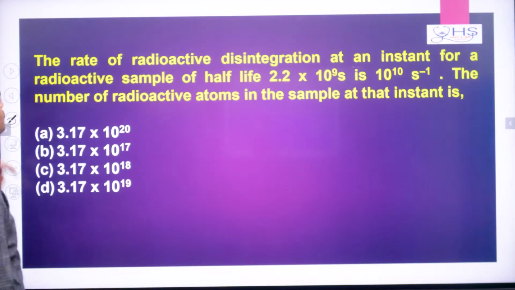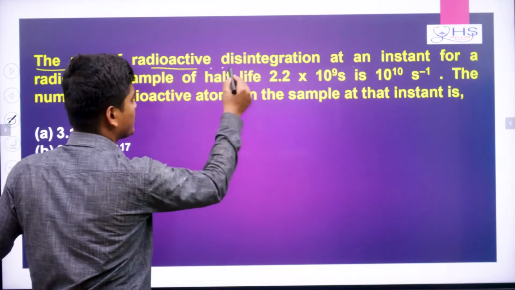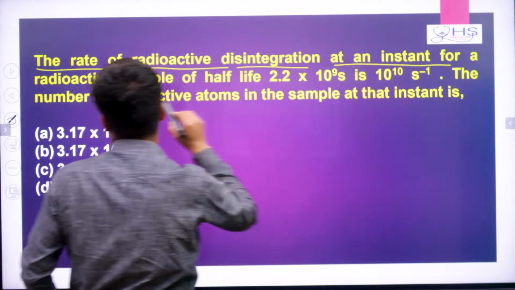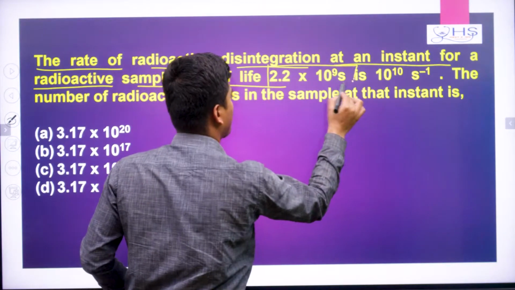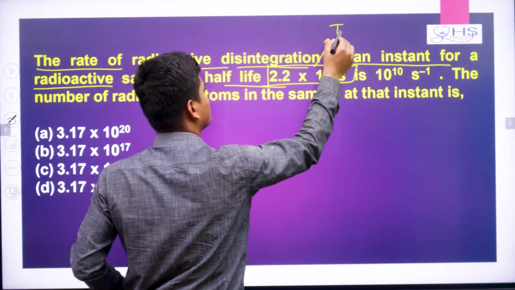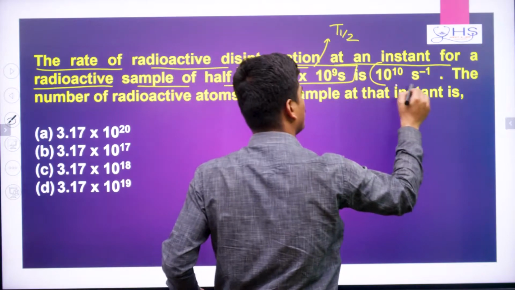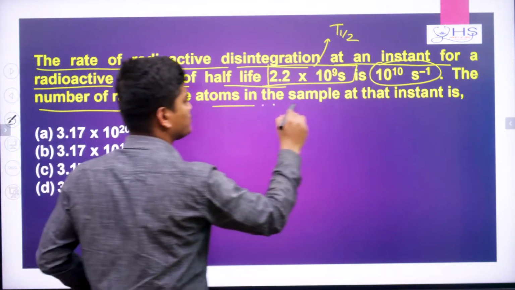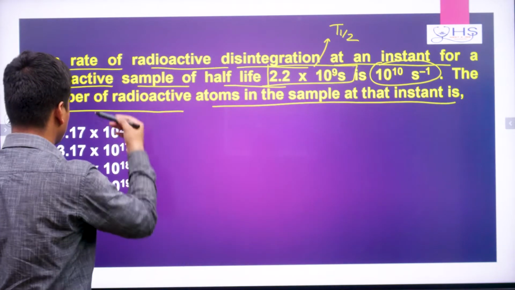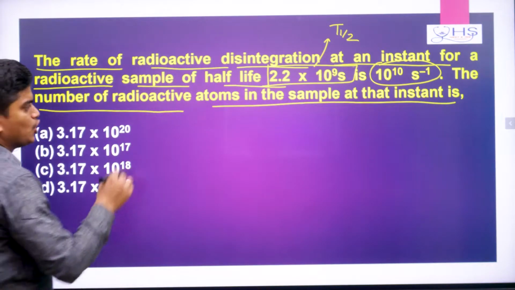Now next comes the question: the rate of radioactive disintegration at an instant for a radioactive sample of half life is given. Something is given here, half life. The rate is given as 10 to the power 10 second inverse. Now the number of radioactive atoms in the sample at that instant is how much? Some options are given.